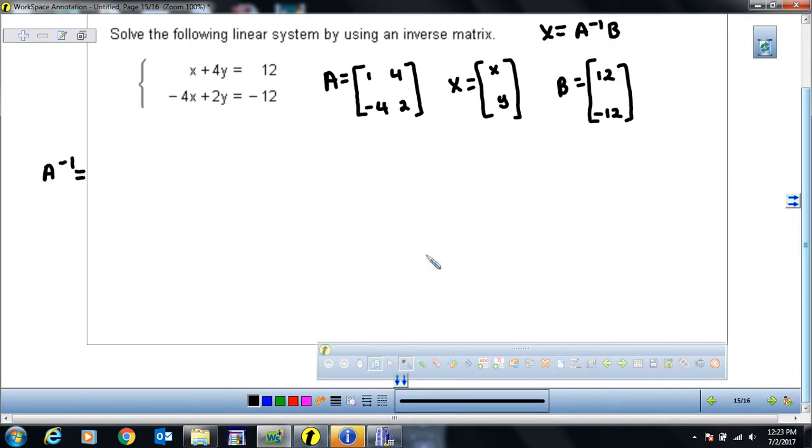It is up to you right here. Since this one is a 2 by 2, you can use either the formula or you can use Gauss-Jordan elimination. Okay? So you have two different ways of doing it. It is up to you how you want to do it. Okay? So let's go ahead and do it with the formula. With the formula, we're going to have 1 over A times D, which means you multiply these two numbers in this diagonal, 1 times 2, minus B times C, multiply these, 4 times negative 4.